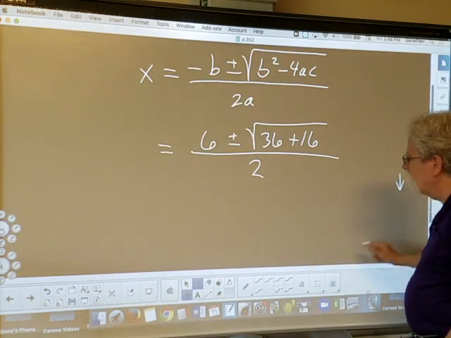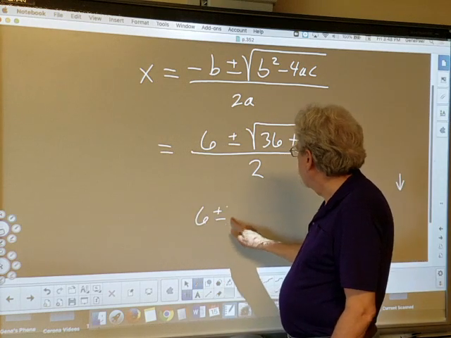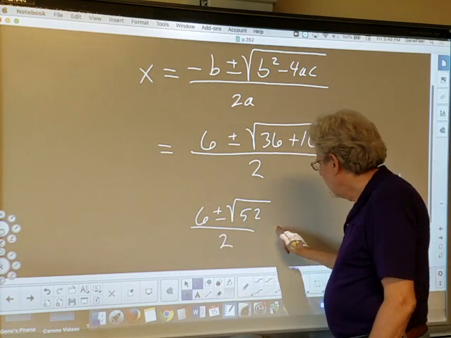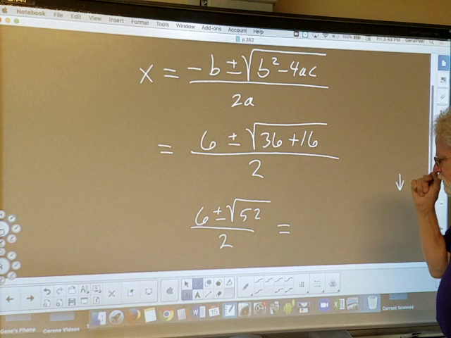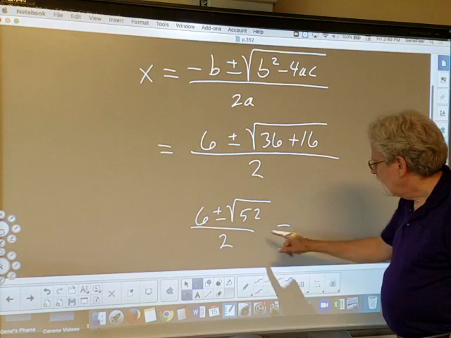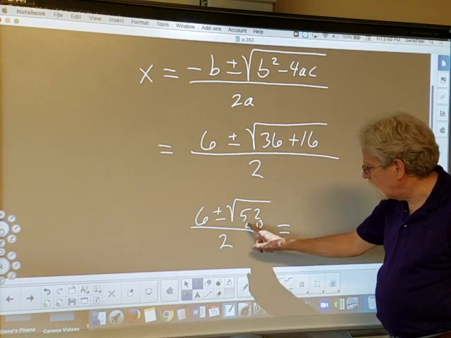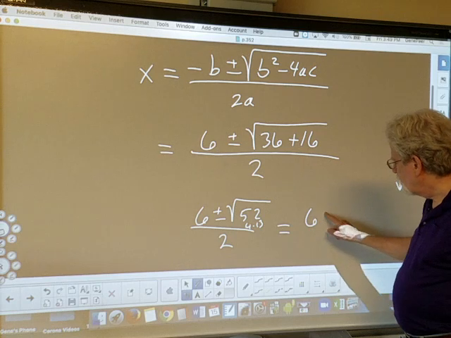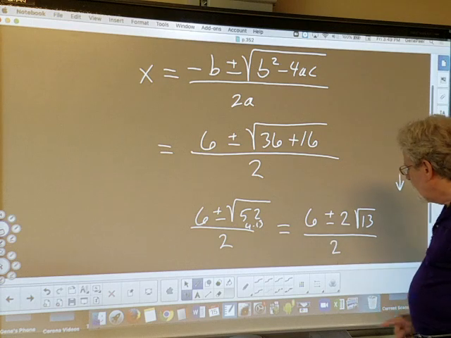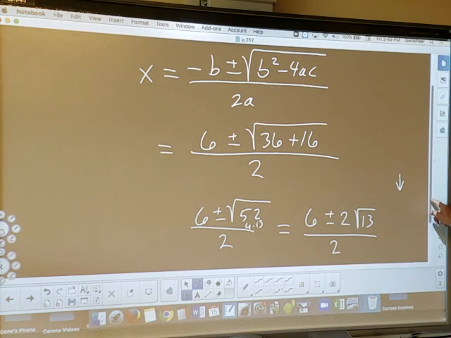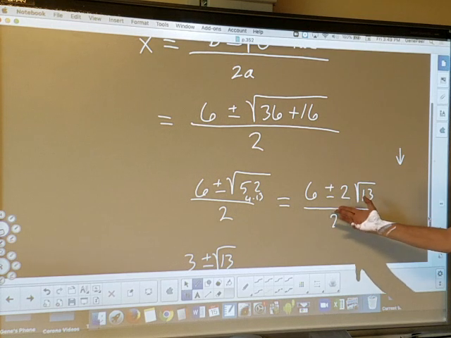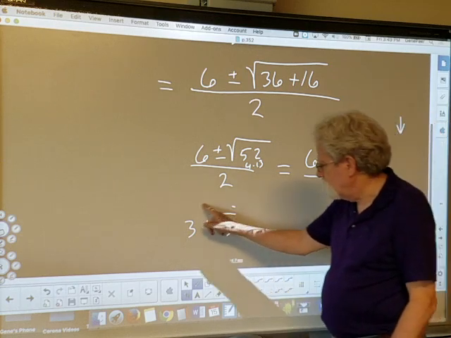We simplify that, and we have 6 plus or minus the square root of what? 52 over 2. But folks, yeah, we need to simplify that 52. Anyone who plays cards knows that 4 goes into 52 13 times. So this is 4 times 13. The 4 goes pa-ching, pops out as a 2. So we've got 6 plus or minus 2 square root of 13 over 2. Do I expect you to reduce the fractions? Sure I do. If these can both be divided by 2, then you must do it. It becomes 3 plus or minus the square root of 13, as you can see here in my answer.